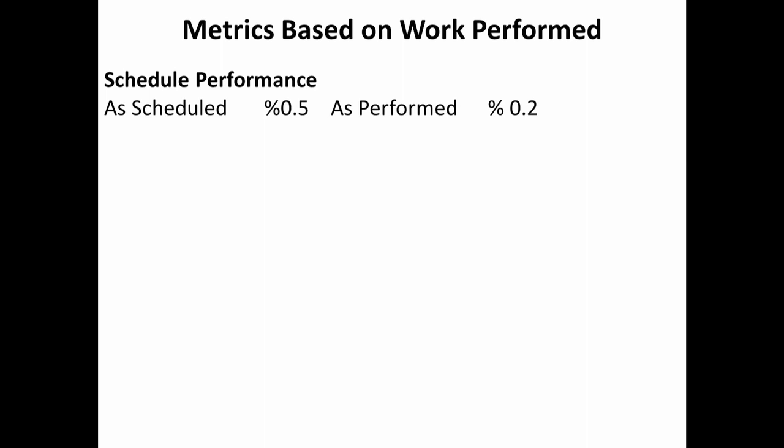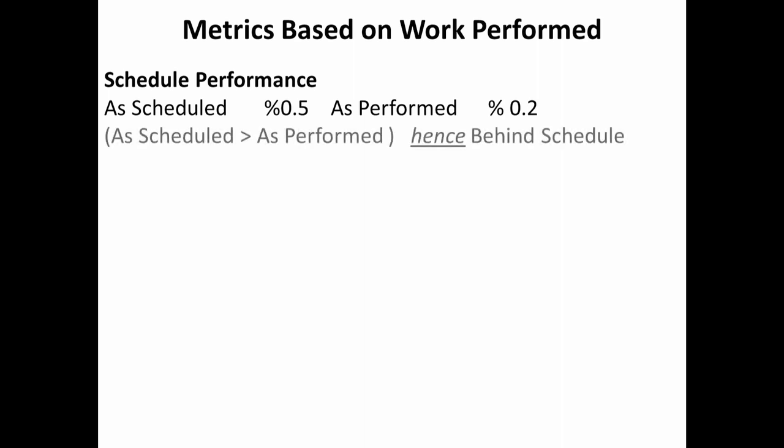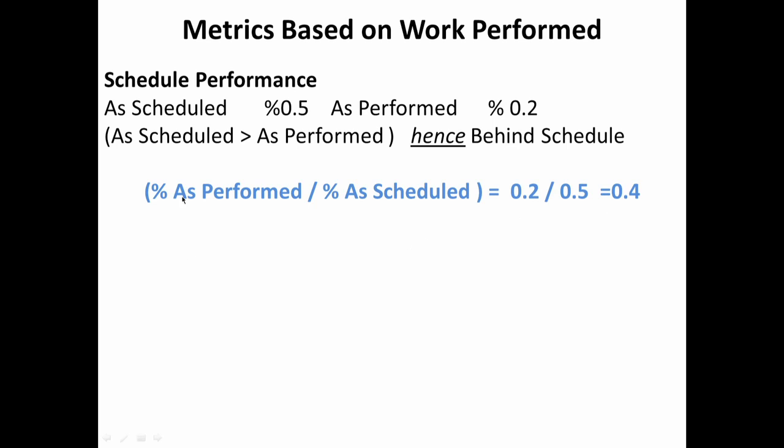If we are able to take this into a little more formalized form, when you look at schedule performance, I can say as scheduled it was supposed to be at 50%, but as performed it's at 20. So because as scheduled is greater than as performed, behind schedule, I could come up with a metric that is percentage as performed divided by percentage as scheduled, which will give me a numerical value of my schedule performance. We will come to more details on this later, but I think you can intuitively see how this number can control or indicate the level of schedule performance.